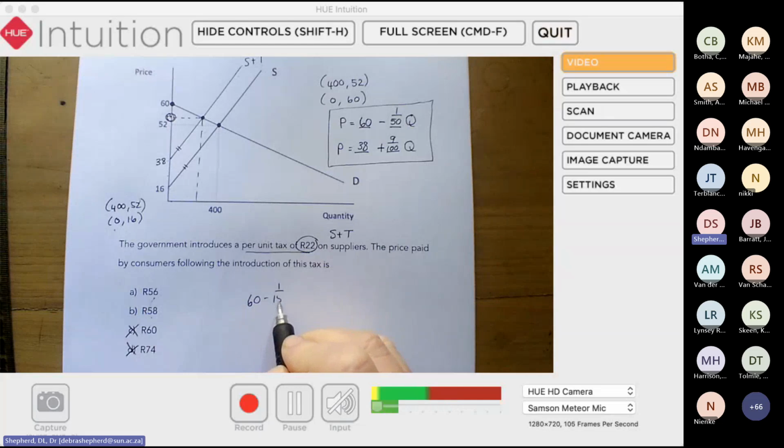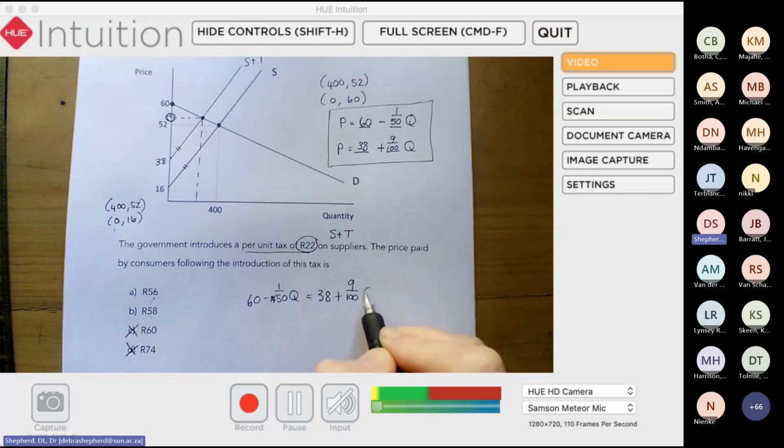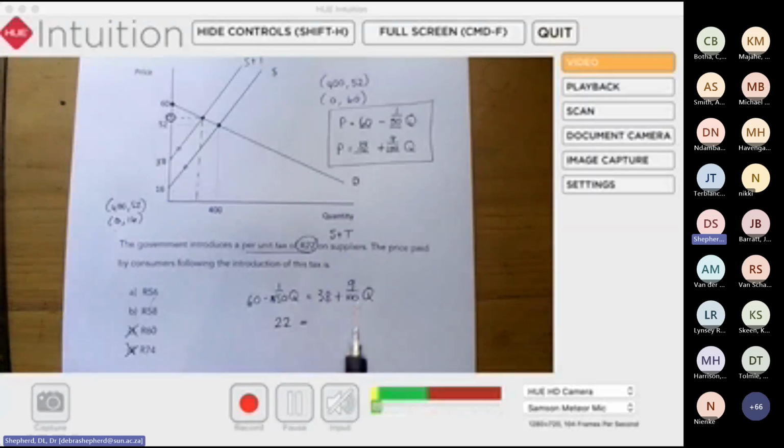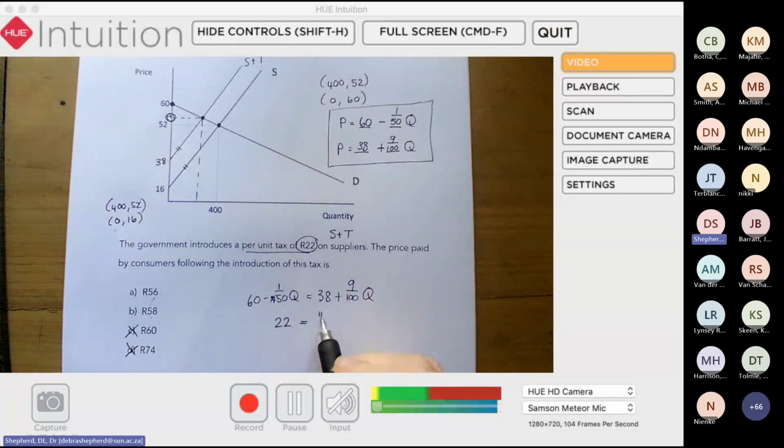60 minus 1 over 50 Q is equal to 38 plus 9 over 100 Q. I take like with like, so I take 38 to this side and I get 22 is equal to 9 over 100, then plus 2 over 100 would be 11 over 100 Q. And that means that my quantity is going to be 200. So this quantity is 200.